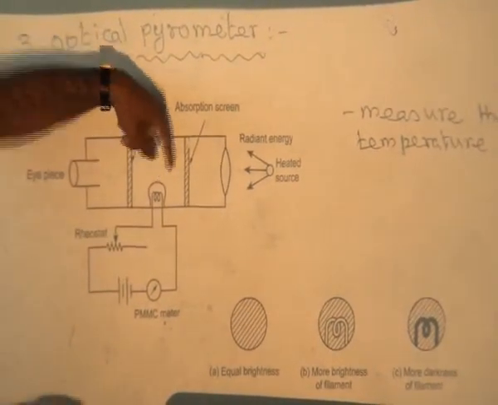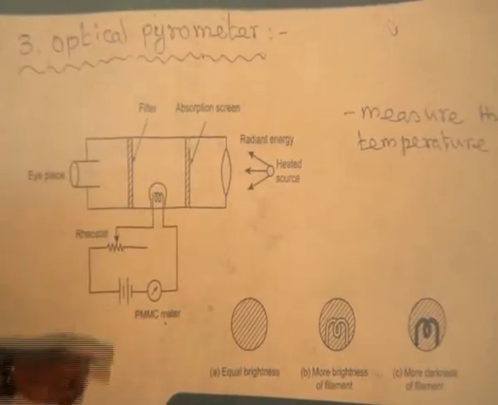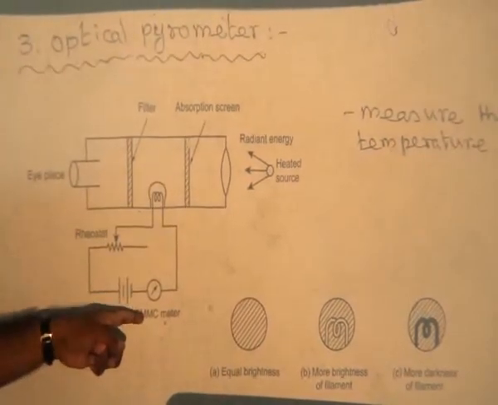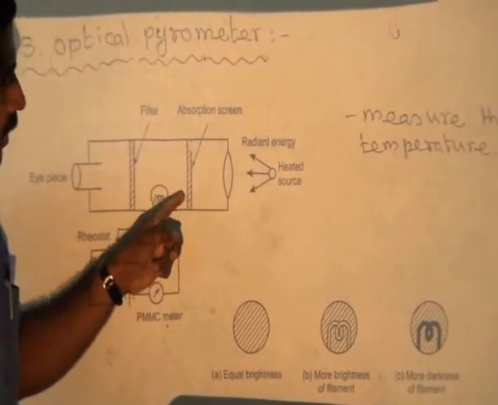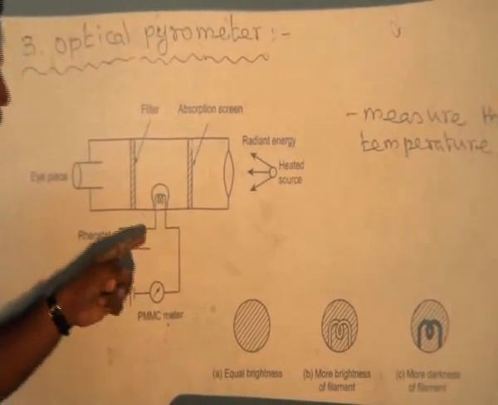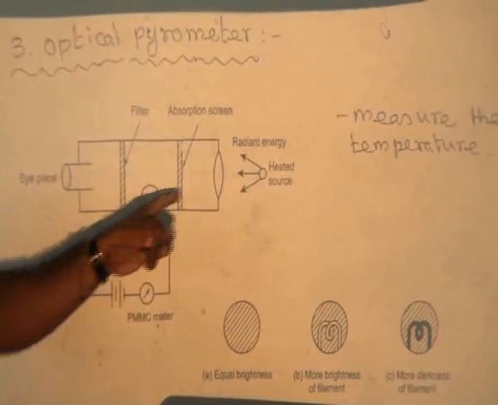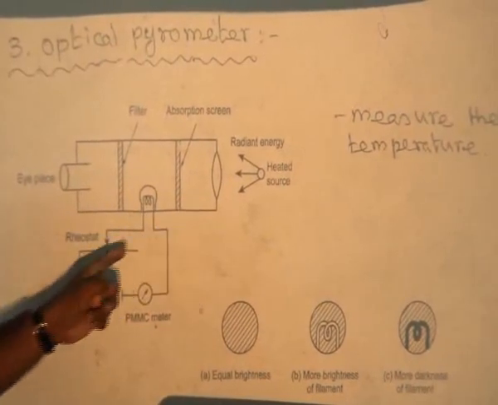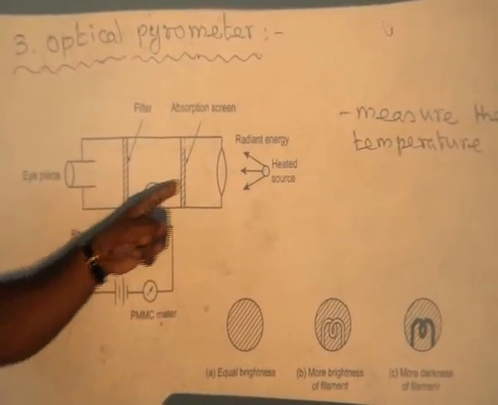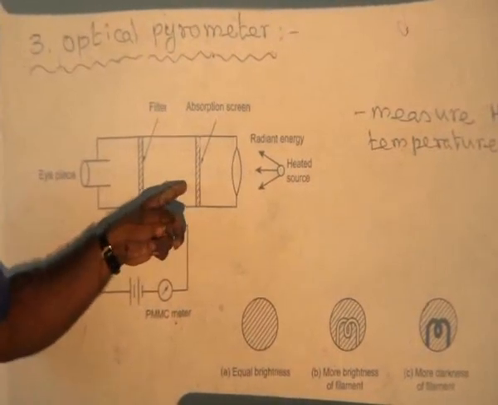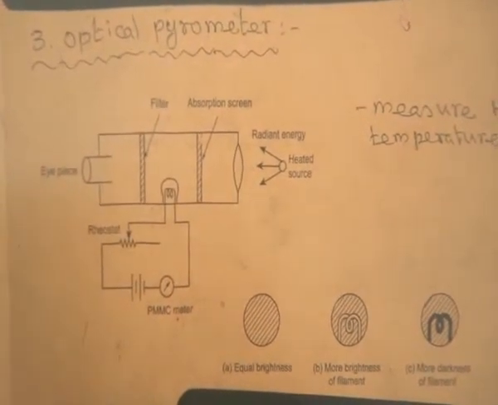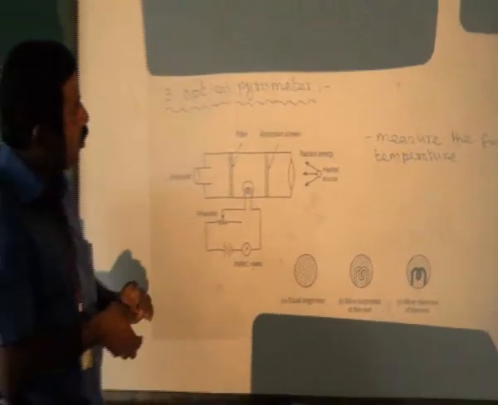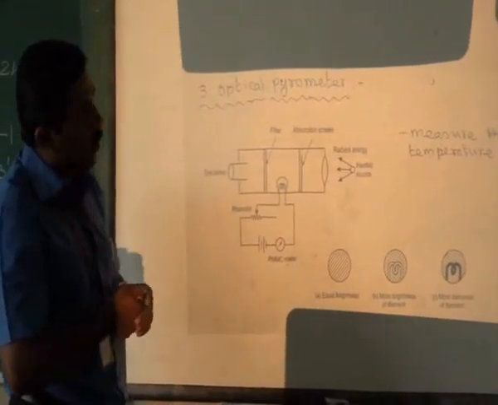So the first one, equal brightness, means the current is equal. Now we have to measure the value. Suppose the brightness varies to more brightness, that means the temperature will be less and the current is more. Suppose more darkness, the current will be less and the temperature will be more. So we have to adjust this. This is the method to measure with optical pyrometers.